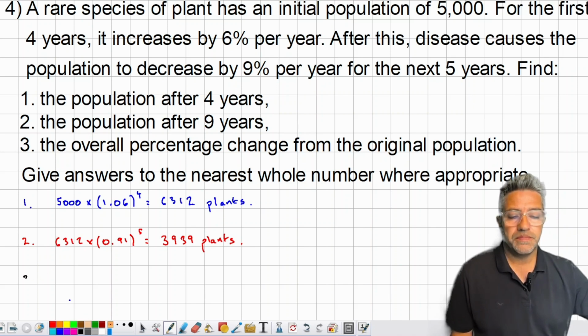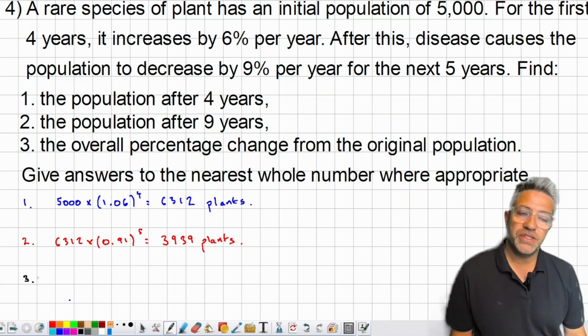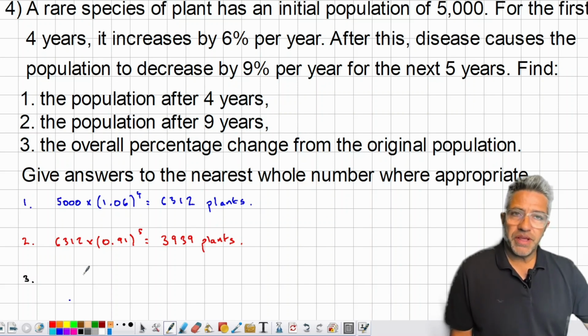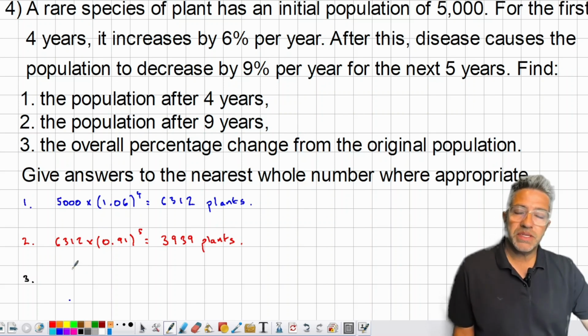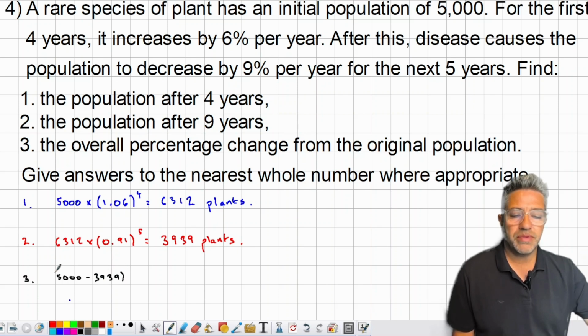Question 3. Again, I'll do this in a different colour. The overall percentage change from the original population. 2 ways of doing it, but I'm just going to, in my opinion, do the easiest way. Percentage change is the difference divided by the original times 100. So our difference will be 5,000 subtract 3,939. I'll put that in brackets.